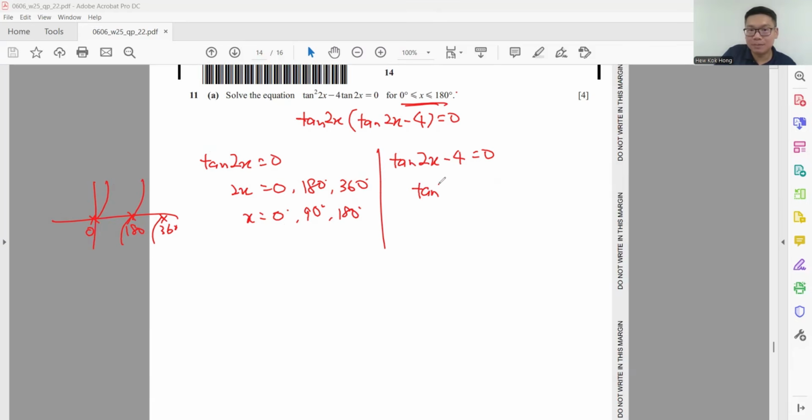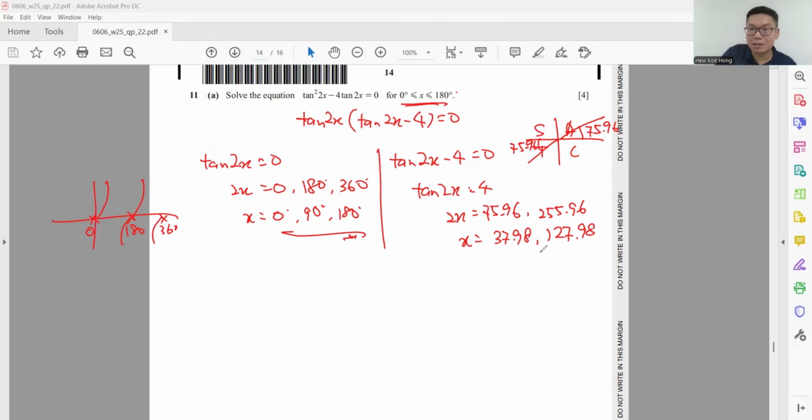And then for this part, we need to key in the calculator. According to ASTC, my answer is here. Key in shift tangent of 4 will give you 75.96. The third quadrant will be 180 plus this. After dividing by 2, all 5 answers fulfill the criteria. So you have 5 answers here.